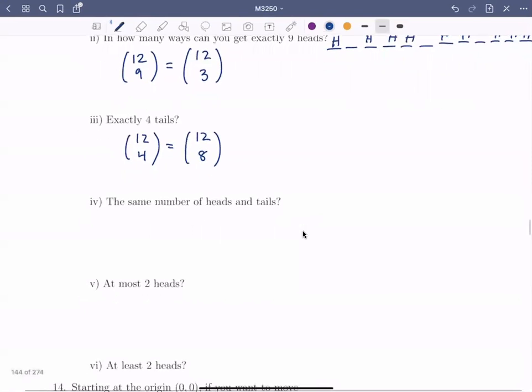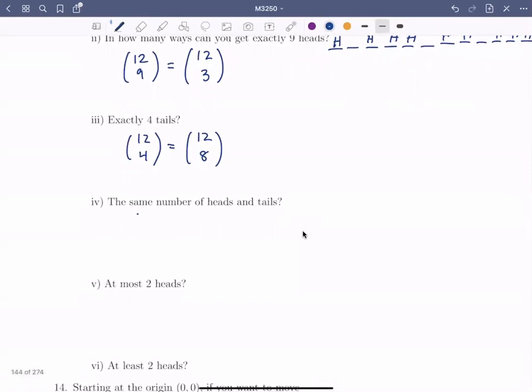The same number of heads and tails means that we have exactly 6 heads and tails. So that's 12 choose 6. So there's not much to do there. And at most 2 heads means 2 or fewer. So at most 2 means 2 or fewer. So there's going to be exactly 2 plus exactly 1 plus exactly 0 heads. So that's how we would find that.